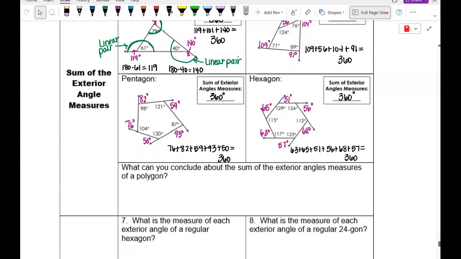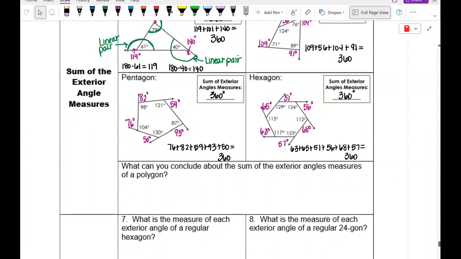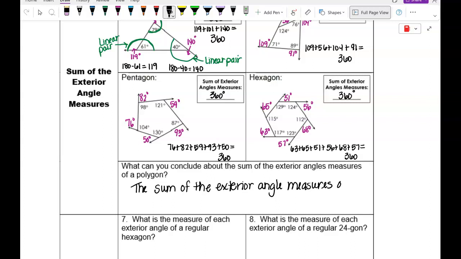So what did I get for the sum for each problem? So what can we conclude about the sum of the exterior angle measures of a polygon? They're going to equal 360. The sum of the exterior angle measures of a polygon is 360 degrees. Now that's any polygon.